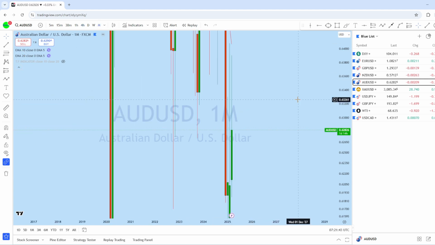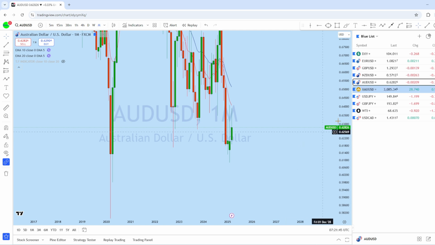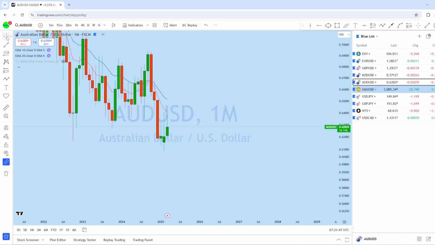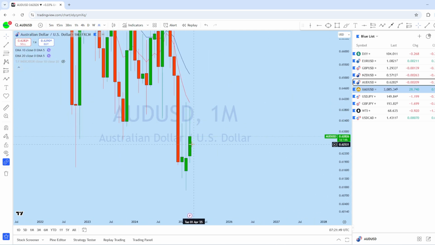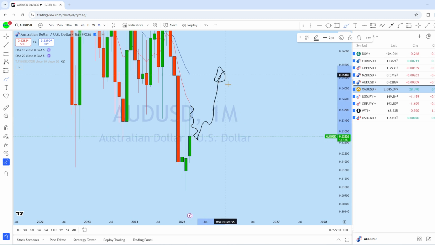Looking at the monthly chart on AUDUSD, this is the monthly price action so far. We have seen there was a significant breakout on the monthly, followed by this pullback here on AUDUSD, and we could see the price again potentially bouncing back here to create a new higher high.